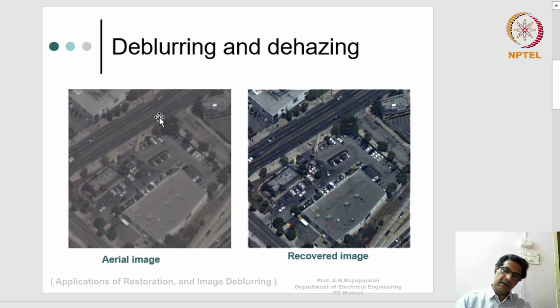In this case, you see an aerial image affected by haze as well as blur. When you solve it as a restoration problem, the deblurring and dehazing problem, what you find is this image. In this image, you can clearly see that it is haze free, and it is also sharper because we have also been able to remove the blur, which in this case is a kind of motion blur.